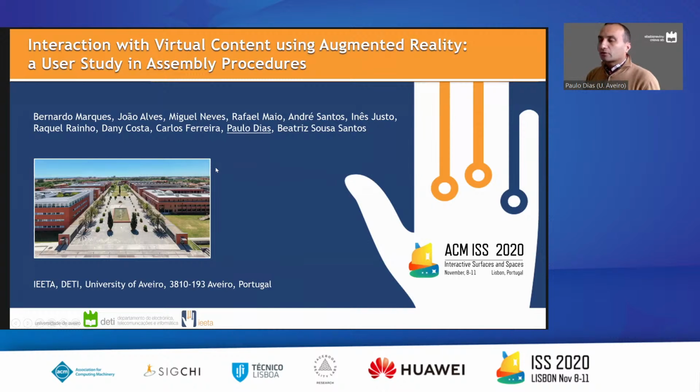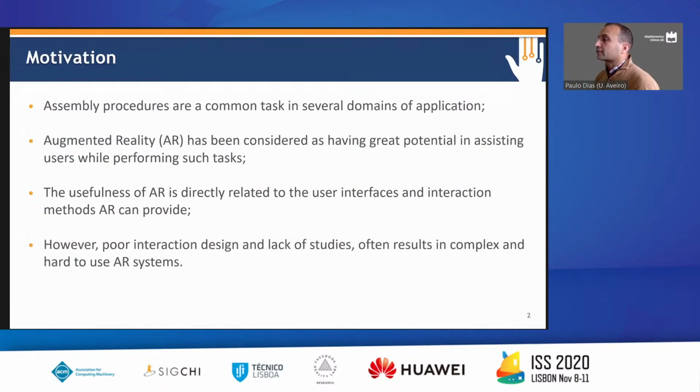So I'm going to speak to you about our paper, which is interaction with virtual content using augmented reality, and a user study that we have developed regarding assembly procedure. The context and the motivation for the work is that augmented reality has great potential for all the applications that have to do with assembly procedure. But the interaction in such a setup with augmented reality is not very easy, and it depends a lot on the different kinds of gestures that we are using, whether it is interesting or working well or not.